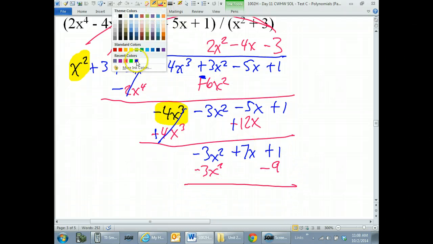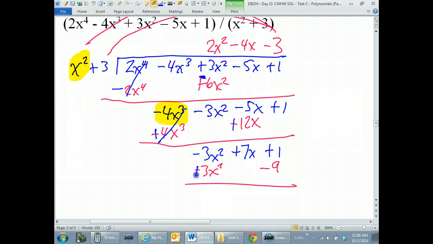Okay, so one more time, I subtract by changing the signs. These cancel, and I get 7x plus 10. Now that's my remainder. I'm out of space here, okay? There's nothing I could multiply x squared by to get 7x anyhow.